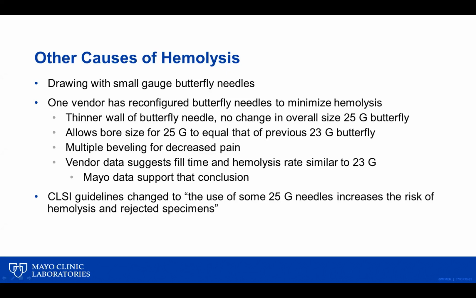So as a result, butterfly needles really no longer are a concern for increasing hemolysis, according to our data, again, with this particular manufacturer. And accordingly, the CLSI has updated their guidelines to say the use of some, that's the key word there, 25 gauge needles increases the risk of hemolysis and rejected specimens.